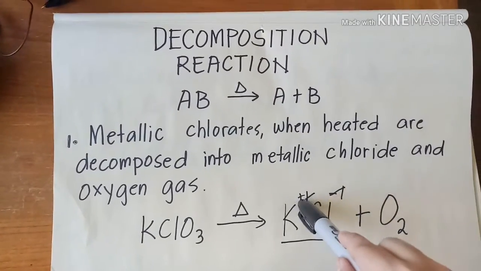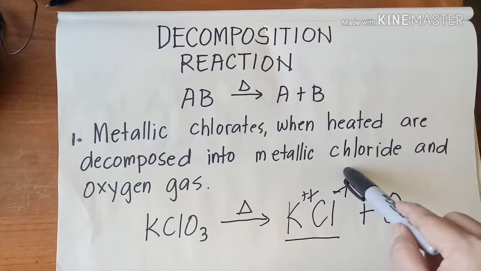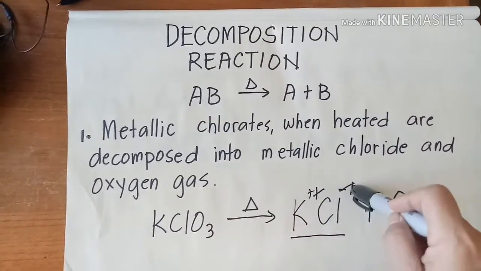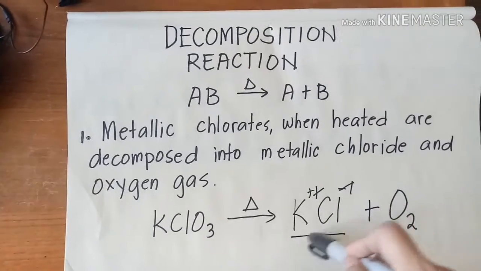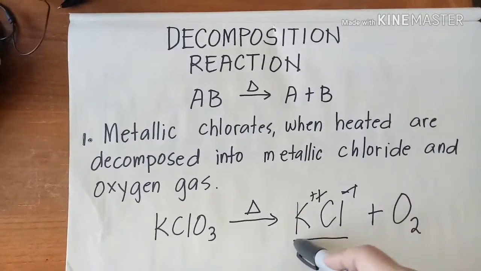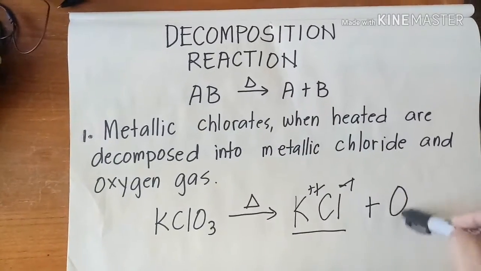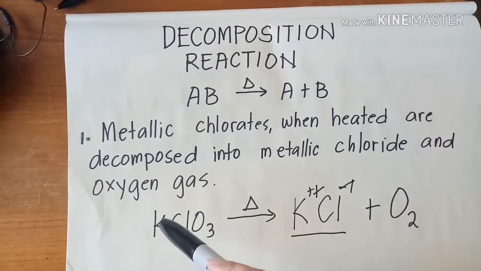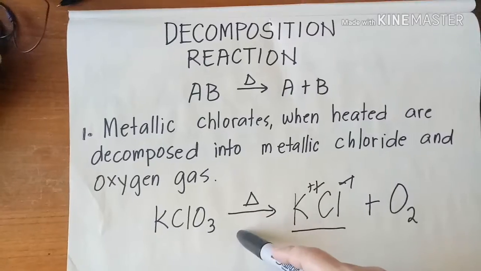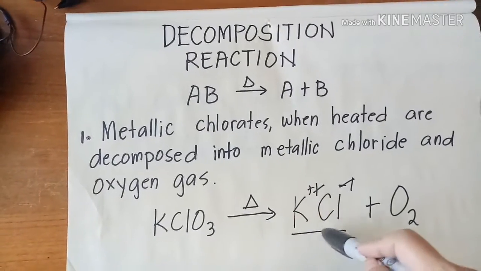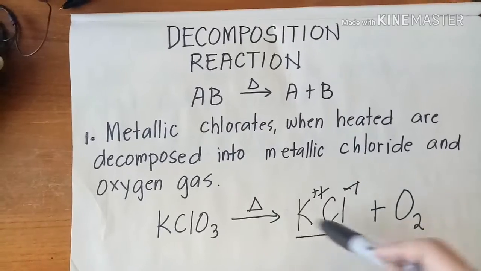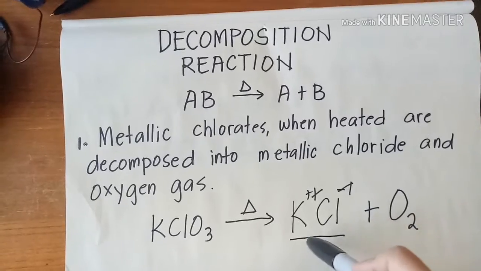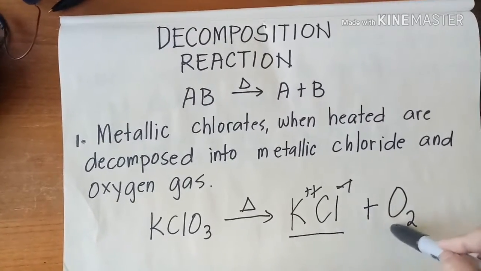It has an oxidation number of +1, and then chlorine, Cl, has an oxidation number of -1. So we'll just cancel out +1 and -1, and then you have the formula of the product of the metallic chloride, which is KCl, and just simply write the symbol for oxygen gas, that is O2. And there you have the chemical equation now: KClO3 undergoes decomposition reaction, gives you KCl plus O2, or potassium chlorate undergoes decomposition reaction and gives you a product of potassium chloride, KCl plus O2, or oxygen gas.